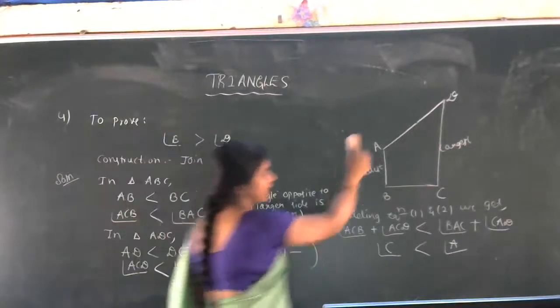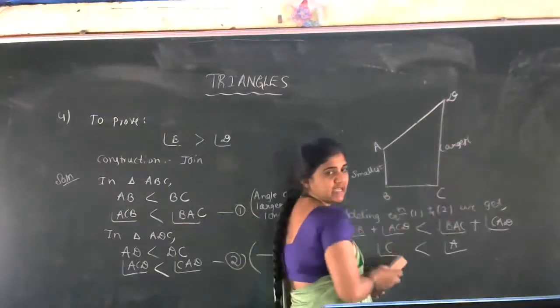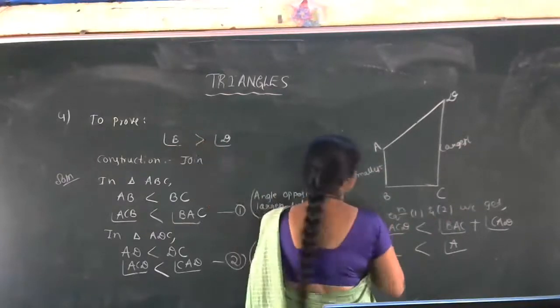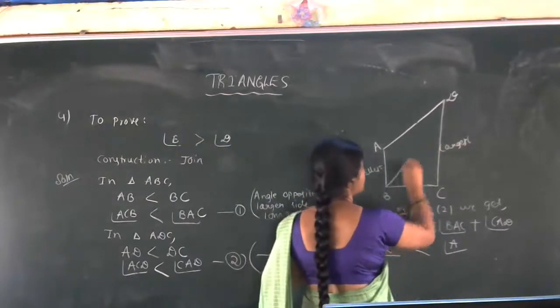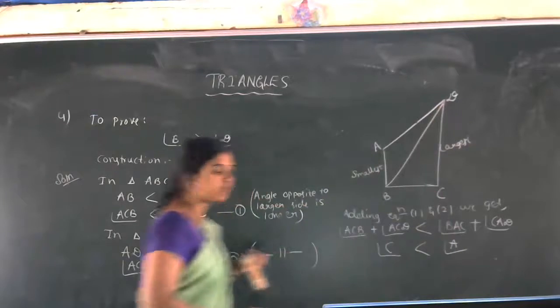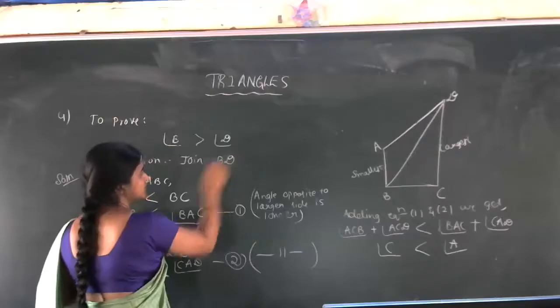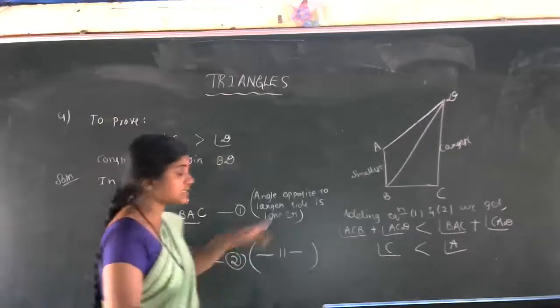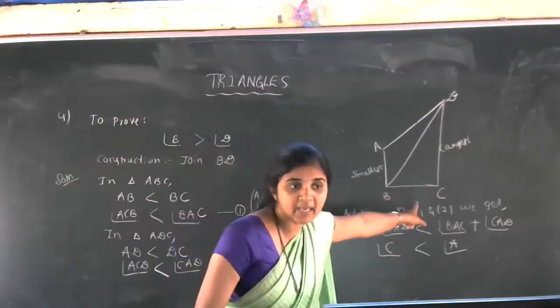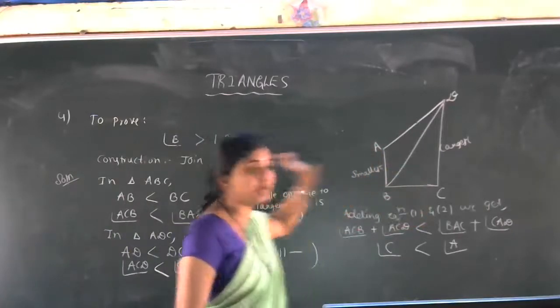Okay. Now we have the original figure ABCD. To get the result angle B greater than angle D, what do we have to do? We have to join BD. So we have to write the construction: join BD. For the second proof, you have to draw the diagram again. Okay? Yes, join BD now.